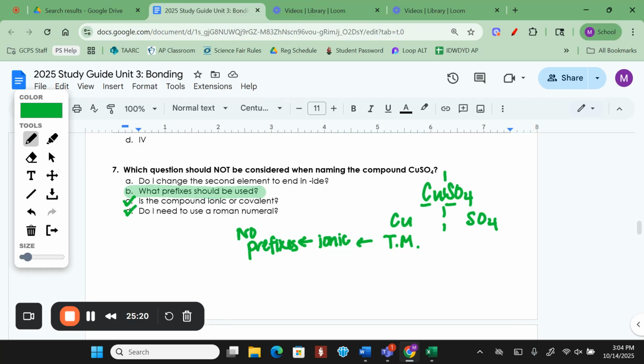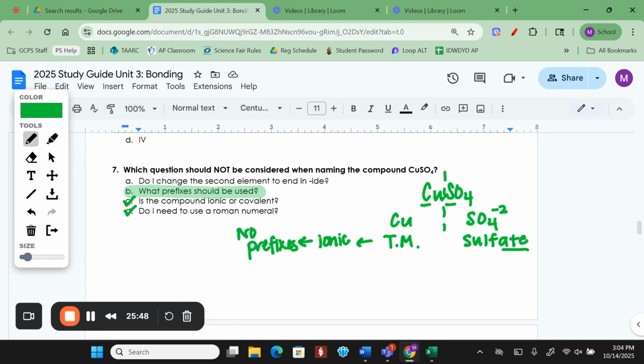SO4 is a polyatomic ion. Anytime you have multiple atoms acting as one group, then you're going to have a polyatomic, which is on the back. When you look it up on the back, you're going to see that it's going to have an ionic charge of -2 and that it's called sulfate. When anything ends in ATE, you have to leave it alone.